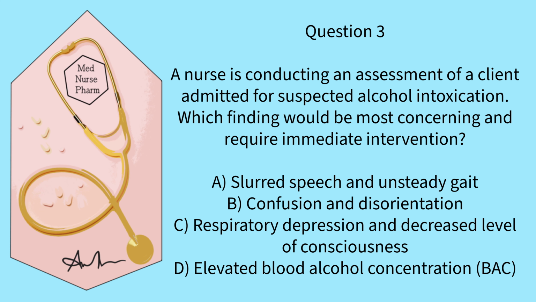Question 3. A nurse is conducting an assessment of a client admitted for suspected alcohol intoxication. Which finding would be most concerning and require immediate intervention? A. Slurred speech and unsteady gait. B. Confusion and disorientation. C. Respiratory depression and decreased level of consciousness. D. Elevated blood alcohol concentration.